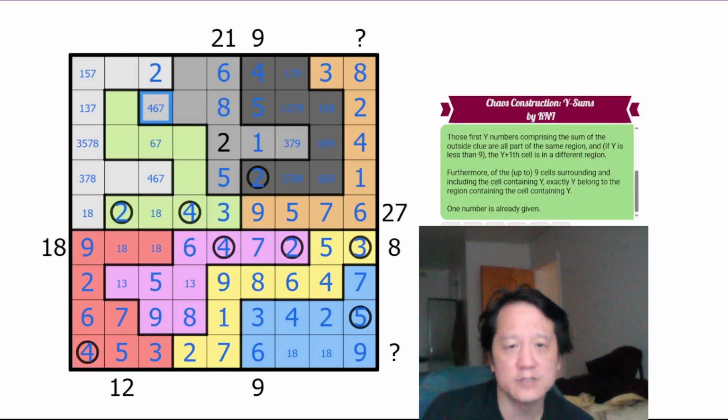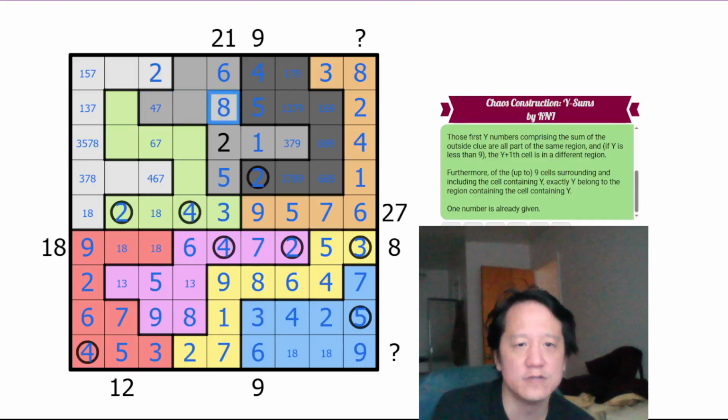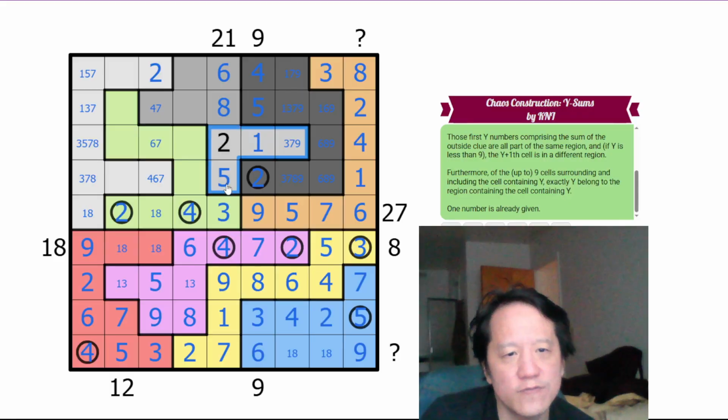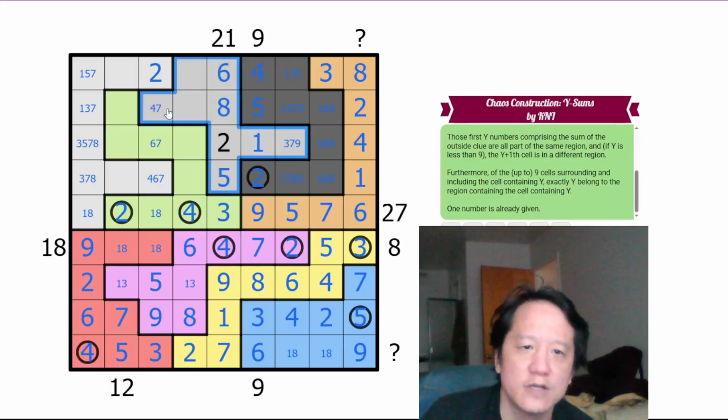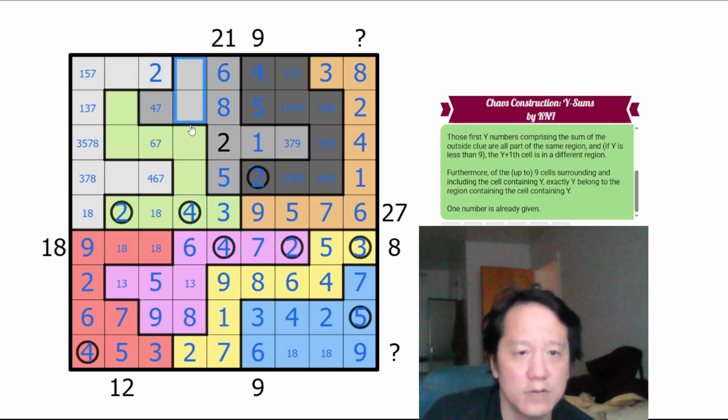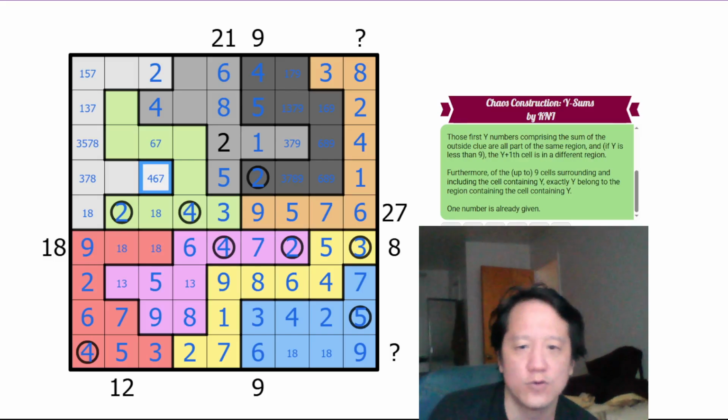This can't be 6 because of the 6 in the region. Wait, this is too large. 1, 2, 3, 4, 5, 6, no, 7, 8, 9. Okay. 4 cannot be here because of 4 in the column. So where's 4 in the medium gray region? It has to be here. So this is 4, which eliminates 4 here.